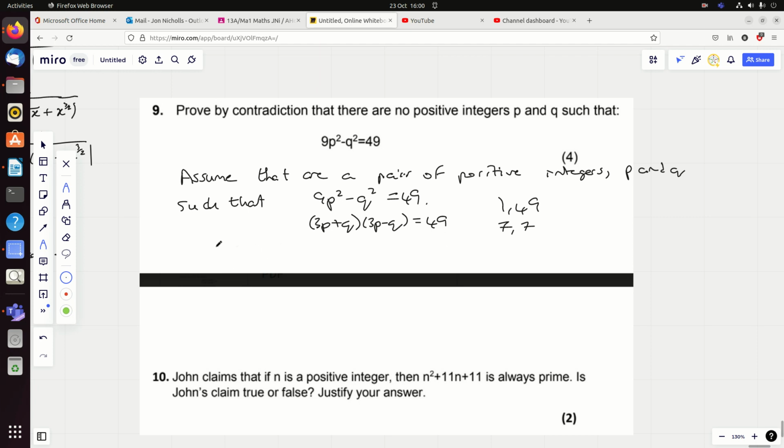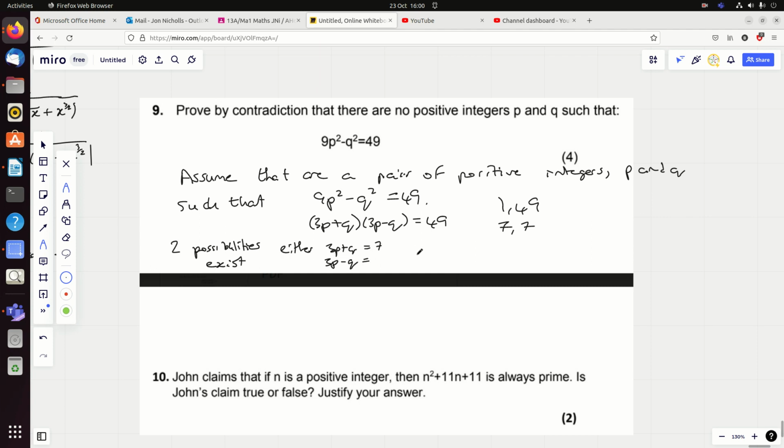Now, let's consider two possibilities. Notice in my proof, I always write down full sentences. I don't like doing it either, but you have to. Either 3p plus q equals 7 and 3p minus q equals 7.